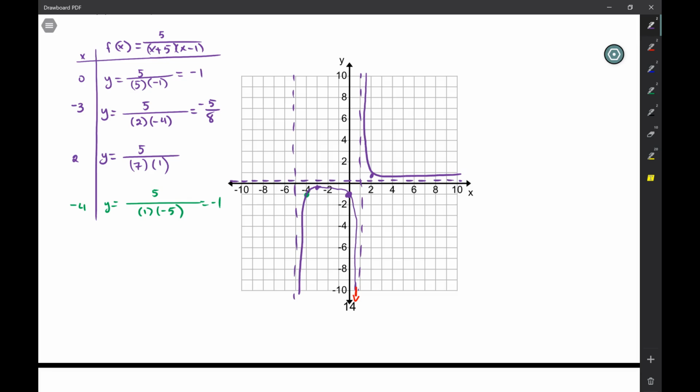Okay, what about on this left side? It left the screen to the bottom on the right-hand side of the asymptote. It's got to re-enter from here, and it's going to look like this.